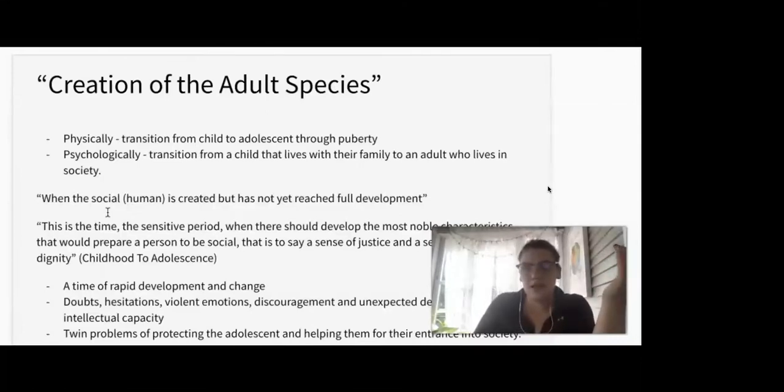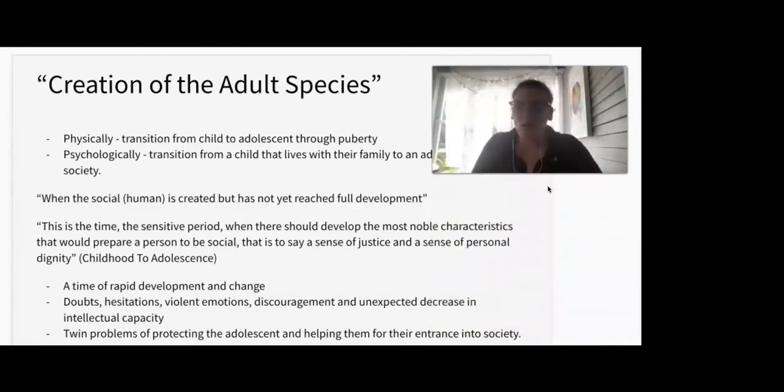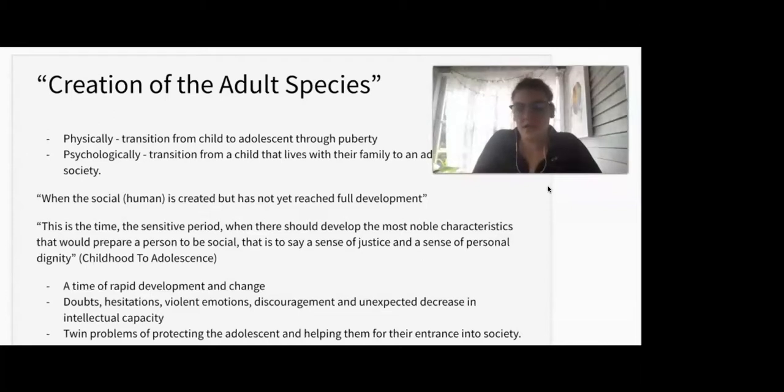So this is when the social human, or the social person, is created but hasn't reached their full development. So in school, we focus a lot on what's going on out in the world. We do a ton of collaborative learning, all of that. This is also the time, the sensitive period, where there should develop the most noble characteristics that would prepare a person to be social. That is to say, a sense of justice and a sense of personal dignity. That's from childhood to adolescence. So we're seeing all of this development and change.